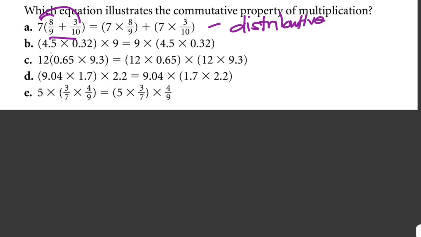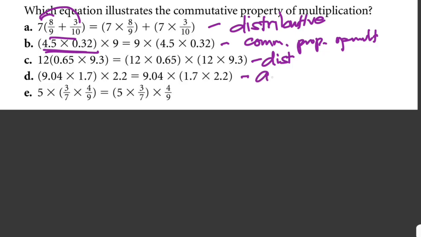How about letter B? So letter B here, we multiply the factors. But then take note, even if you group the two numbers here, they don't affect the product. So this one is the commutative property of multiplication. Letter C here is also distributive. Then letter D here is the associative property of multiplication, as well as letter E. So this one is associative.